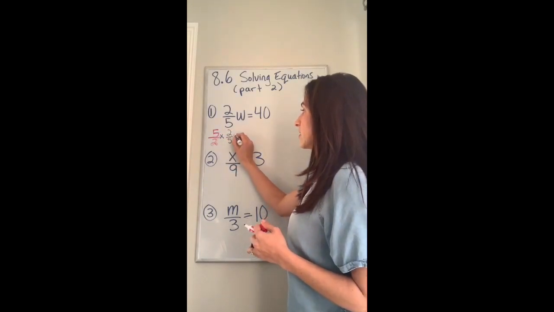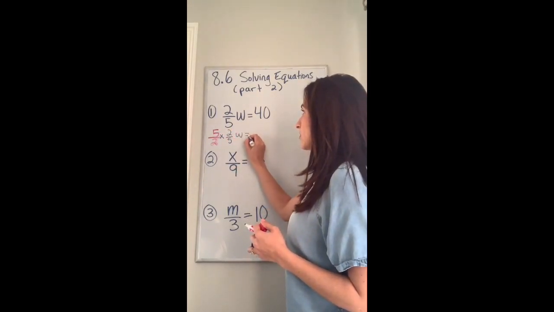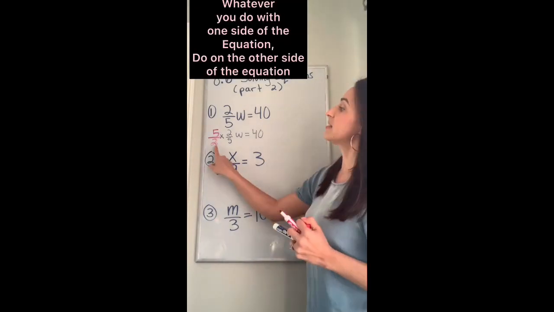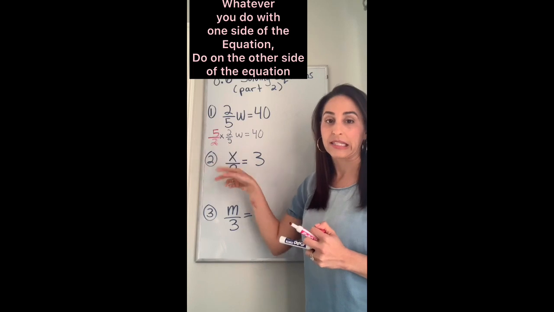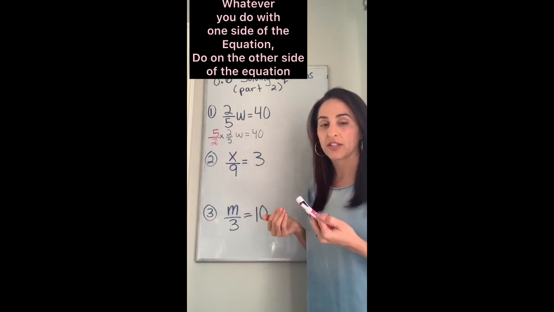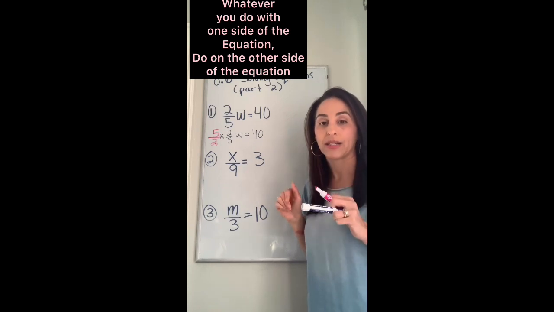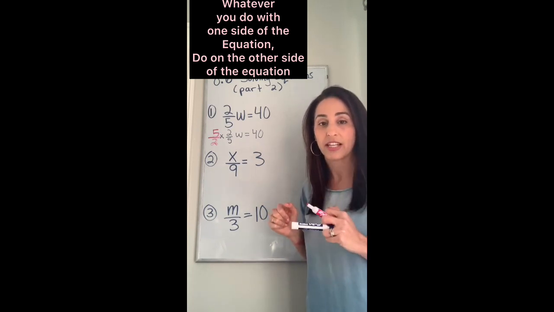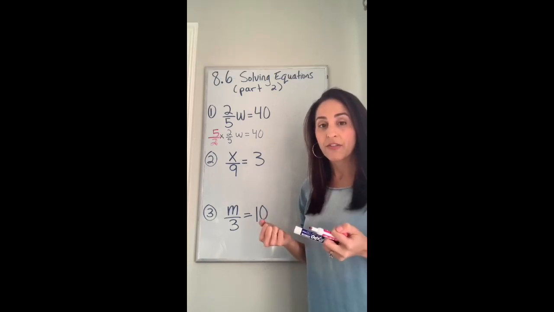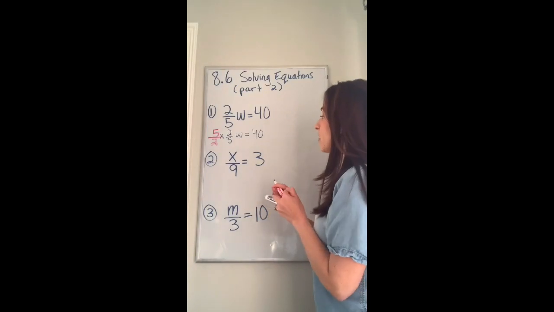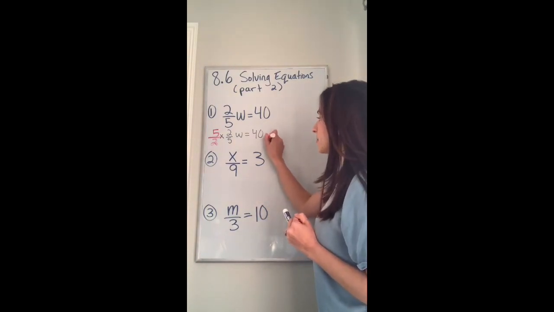2/5 W equals 40. Now, whatever I did to this side of the equation, I have to do on the other side. So I'm going to divide the fraction on the other side. How do I divide fractions? I flip it and then I multiply it, okay? So here we go. I'm going to multiply 40 by 5 over 2.